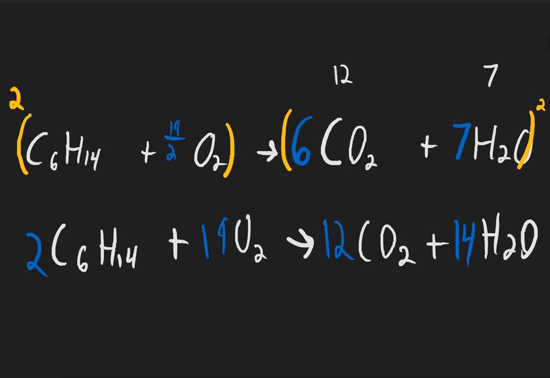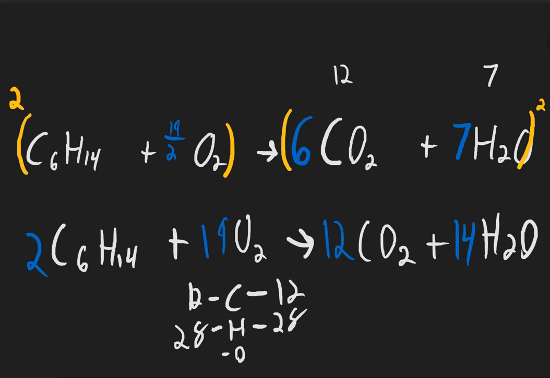So let's just check. On the left side we have 12 atoms of carbon. On the right side we have 12 molecules of carbon. For hydrogen on the left we have 28 atoms of hydrogen. On the right side we have 14 times 2, which is 28 atoms of hydrogen.